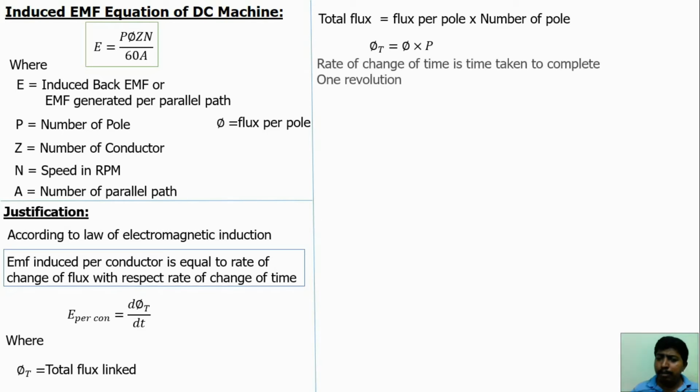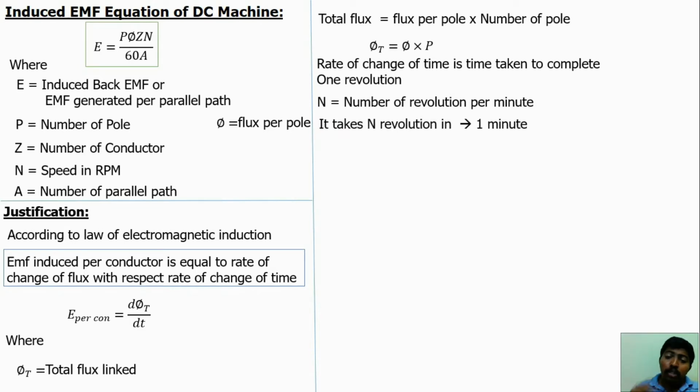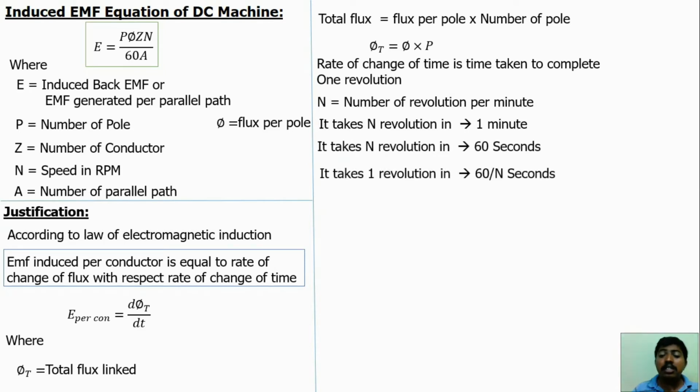Rate of change of time means the time taken to complete one revolution. So N means number of revolutions per minute. Okay, speed in RPM, revolutions per minute. So it means that it takes N revolutions in 1 minute. So we may say it takes N revolutions in 60 seconds. So it takes 1 revolution in 60 by N seconds. So time taken to complete 1 revolution is 60 by N.